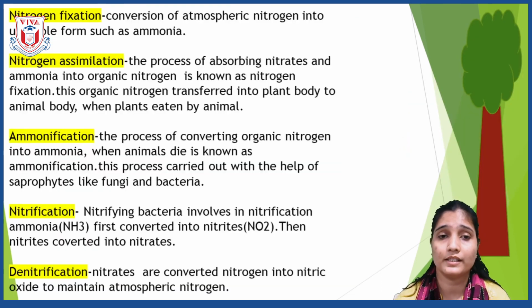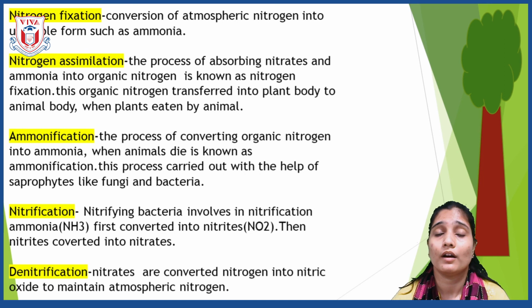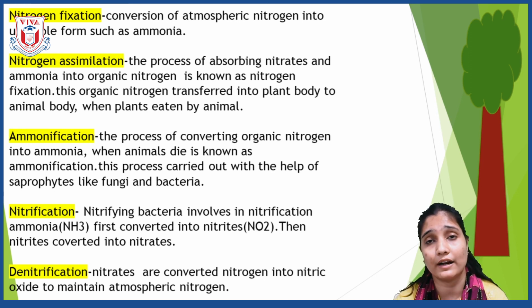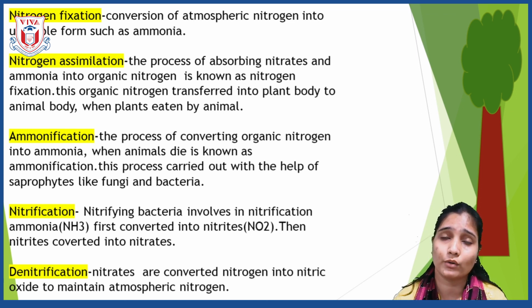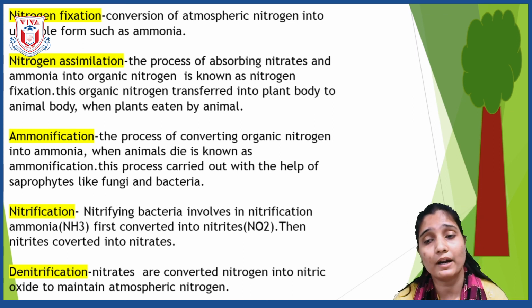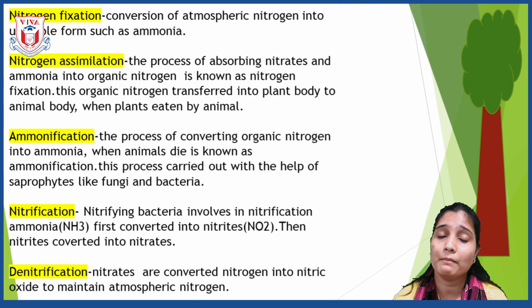The first one is nitrogen fixation, the conversion of atmospheric nitrogen into usable forms such as ammonia with the help of rhizobium bacteria. Next is nitrogen assimilation. Nitrogen assimilation is the process of absorbing nitrates and ammonia into organic nitrogen. This organic nitrogen is transferred from the plant body to the animal body when the plant is eaten by the animal.